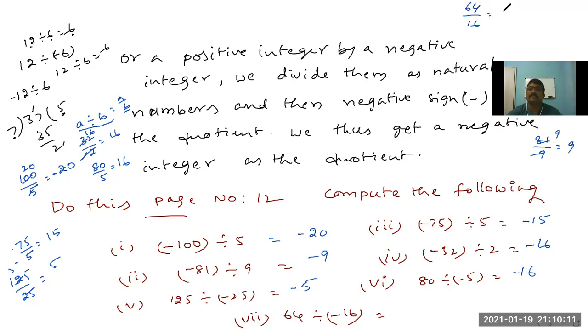64 by 16: 16 times 4 is 64. First you write 4. As always, different signs are there, that's why in multiplication and in division we get a negative number only. So these are the do-this problems.